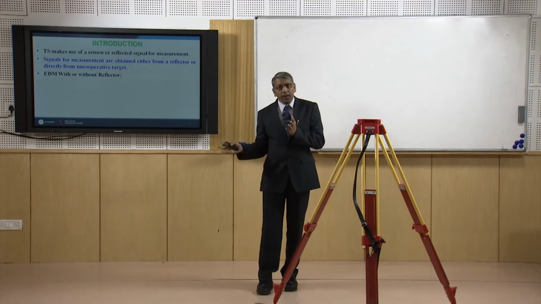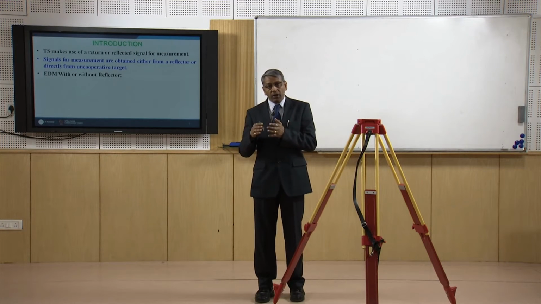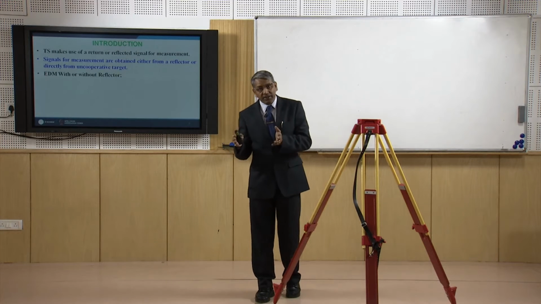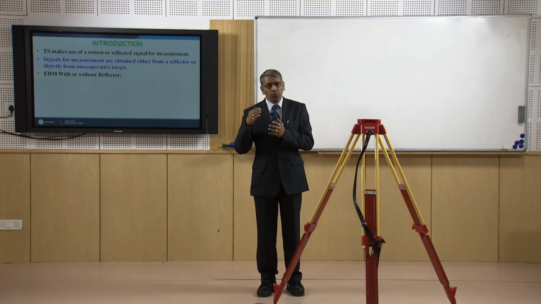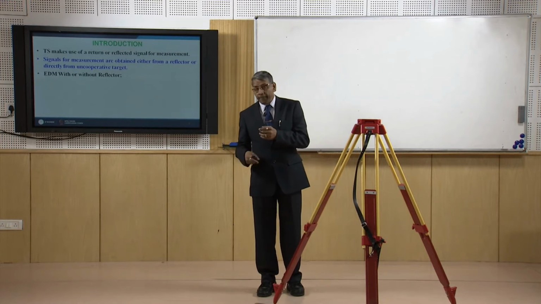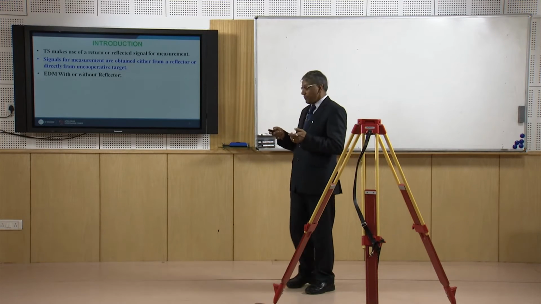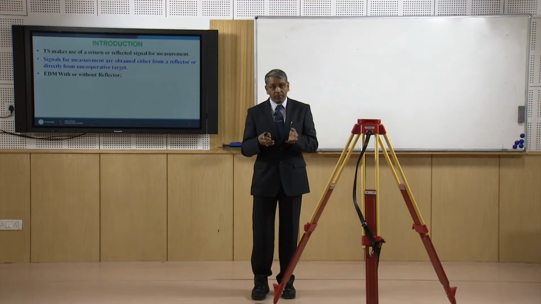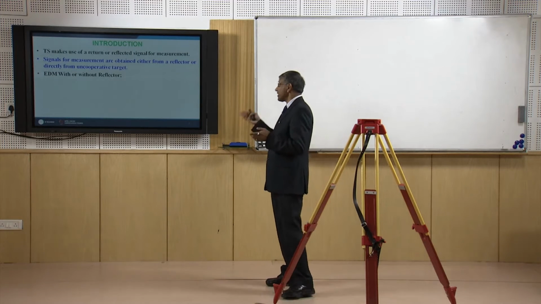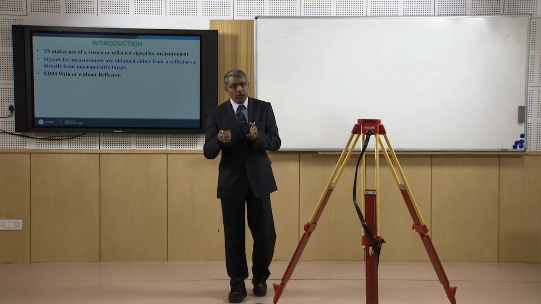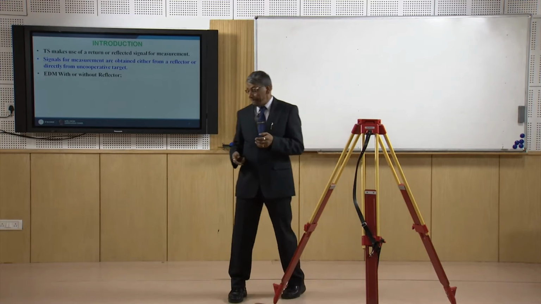Now the target may be of two types. One is called a reflector, which is a reflecting surface. Another is the object itself, about which we want to know the distance. So depending upon that, there are two types. Using a reflector is called distance measurement with reflector, and if we do not use the reflector, that is called distance measurement without reflector.